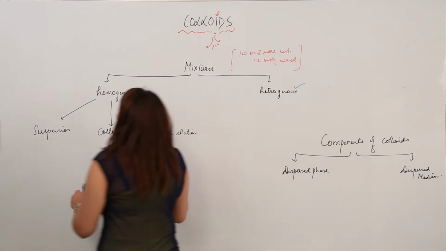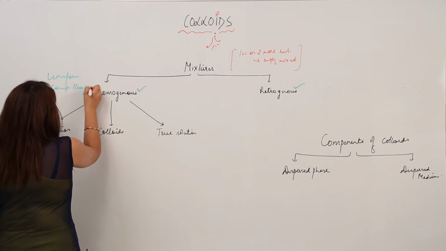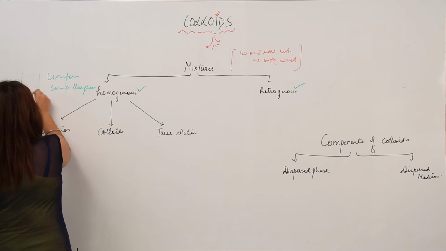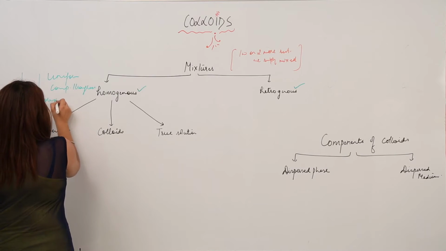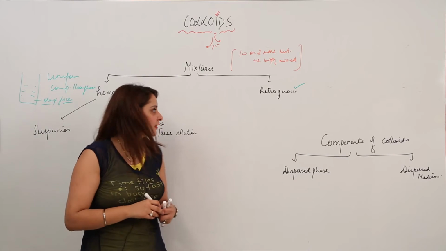Homogeneous is that which has uniform composition throughout. Like you can see the orange juice. From wherever you pick the sample, it is going to possess the same properties.